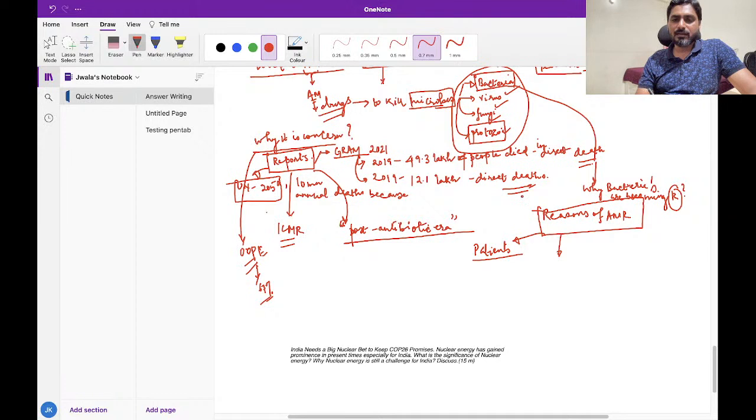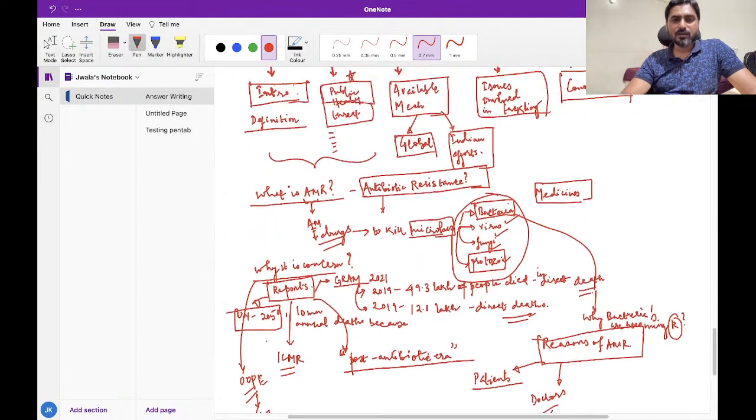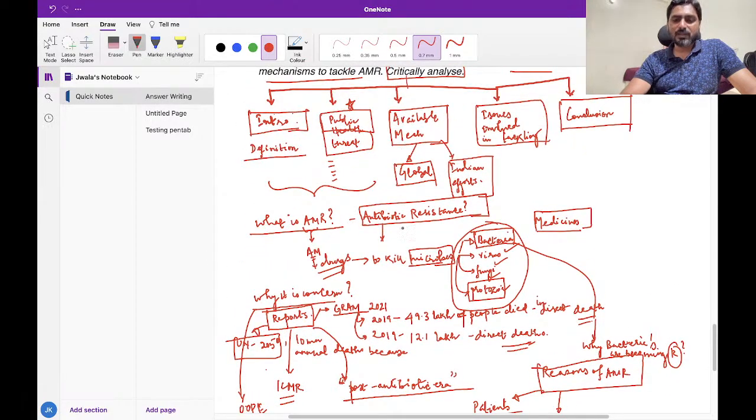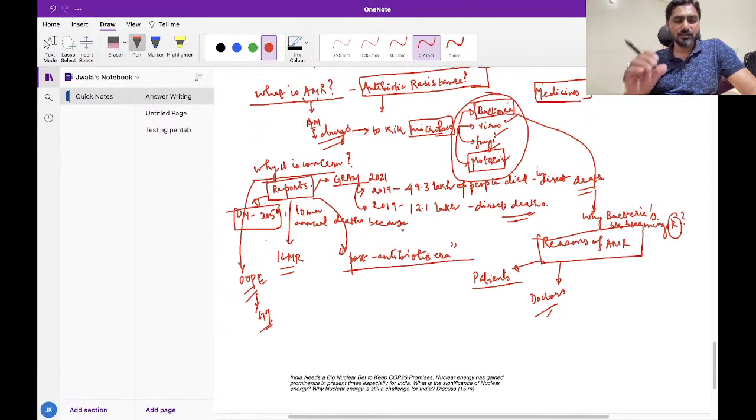Now if you look at the doctors, how they are responsible. In this question you need not write so many reasons, because the demand of the question is not as such. So you can quickly mention some of the reasons in short. Doctors are responsible because, first of all, patients are also responsible in one more dimension, that they go for self prescription.